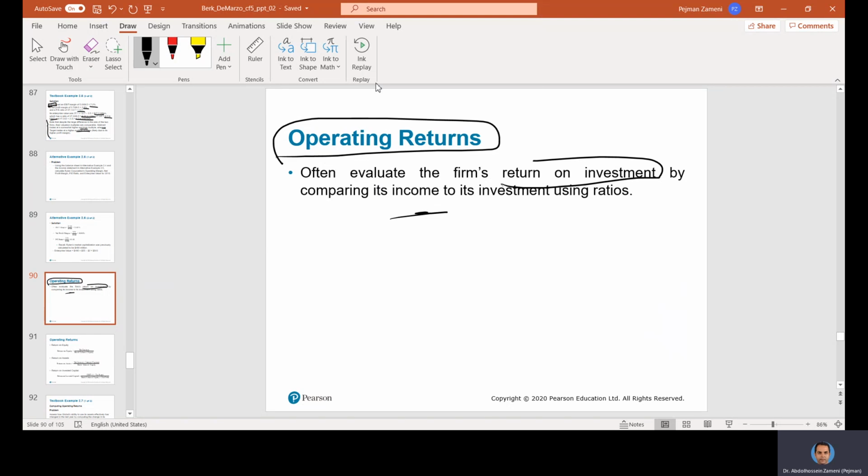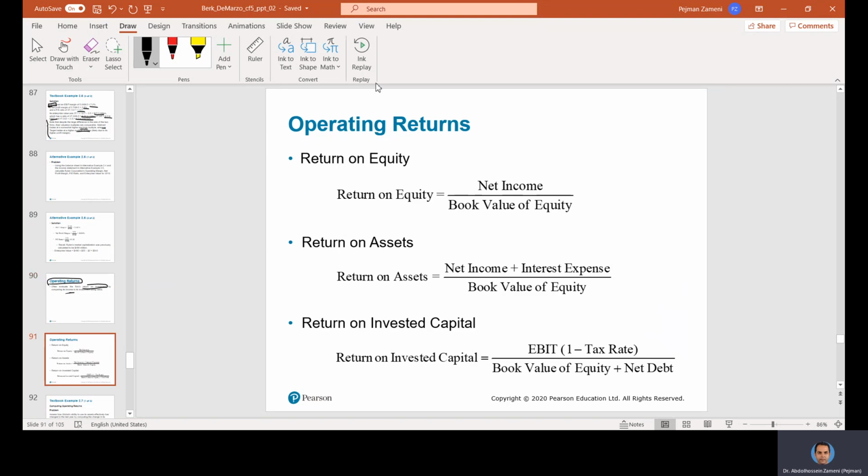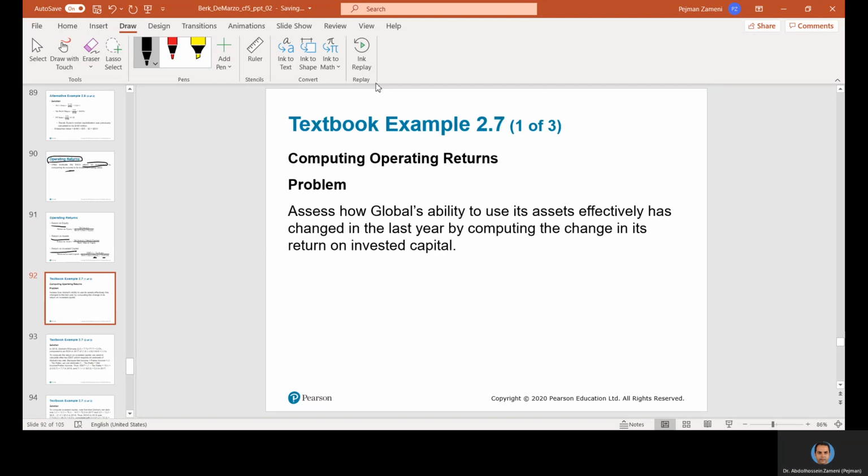Okay, operating returns often evaluate the firm's return on investment by comparing its income to its investment using ratios: return on equity, return on assets, return on invested capital, which is income over book value of equity plus net debt. Assess how Global's ability to use its assets effectively has changed in the last year by computing the change in its return on invested capital.